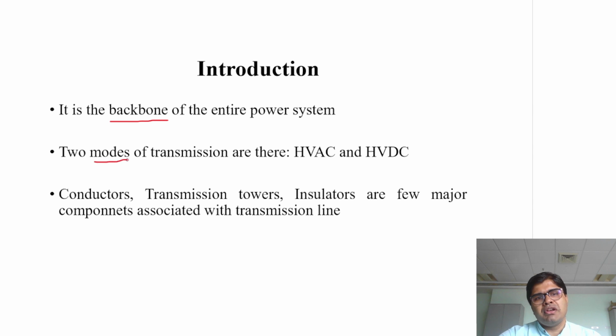Two modes of transmission of power are generally there. One is high voltage AC, another one is high voltage DC. Both have some advantages and disadvantages. In a transmission system, we often face terms like conductors, transmission towers, and insulators. They are the major components associated with the transmission system. We shall discuss them one by one.